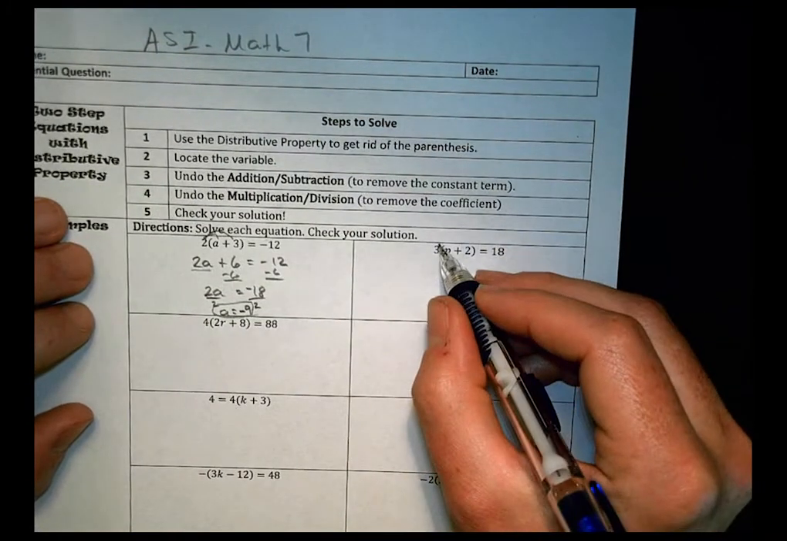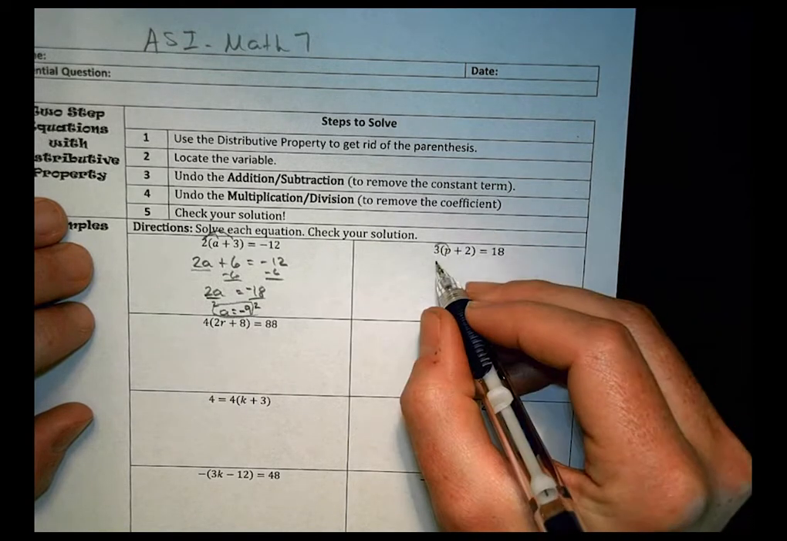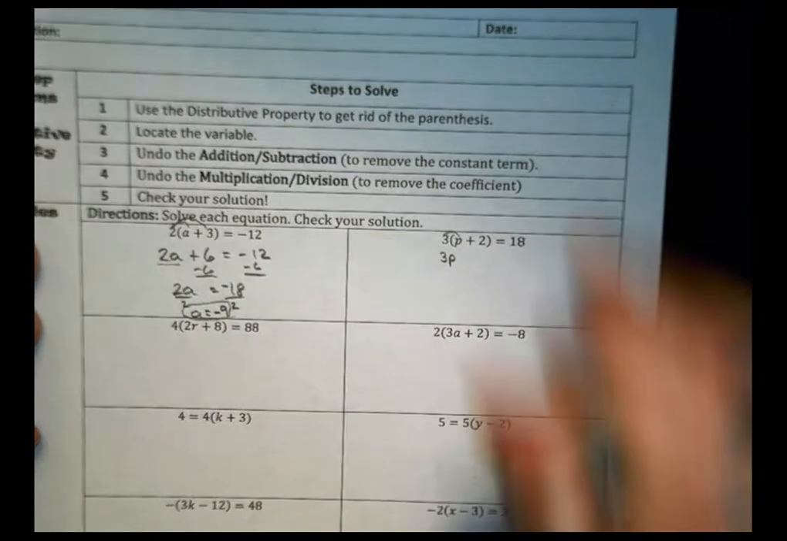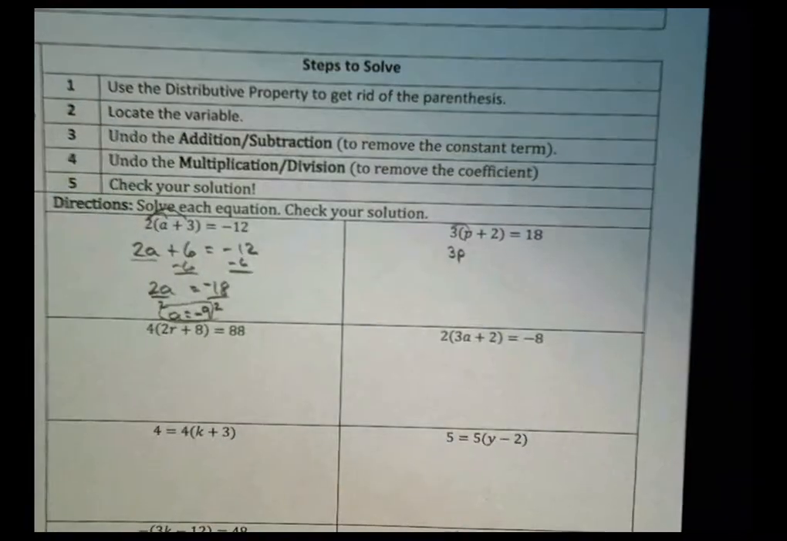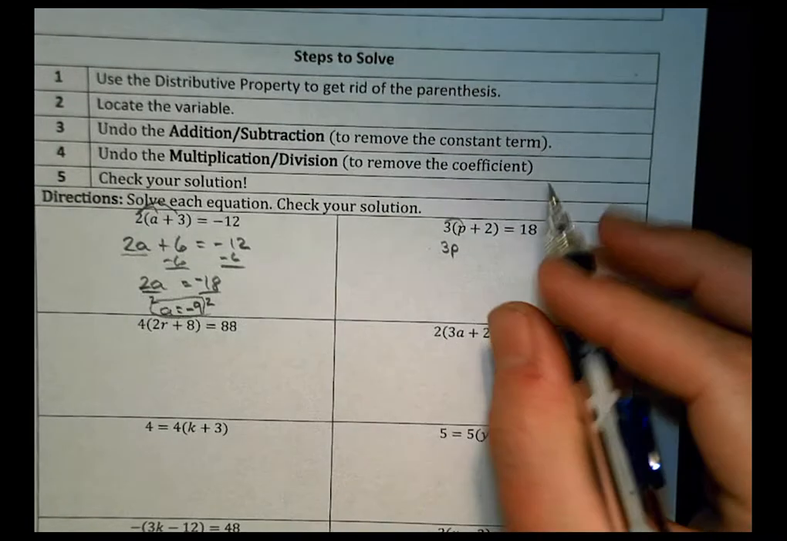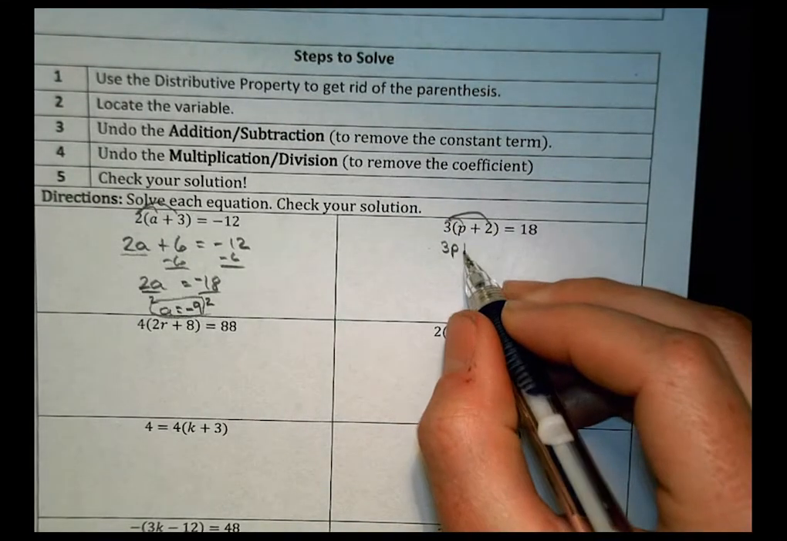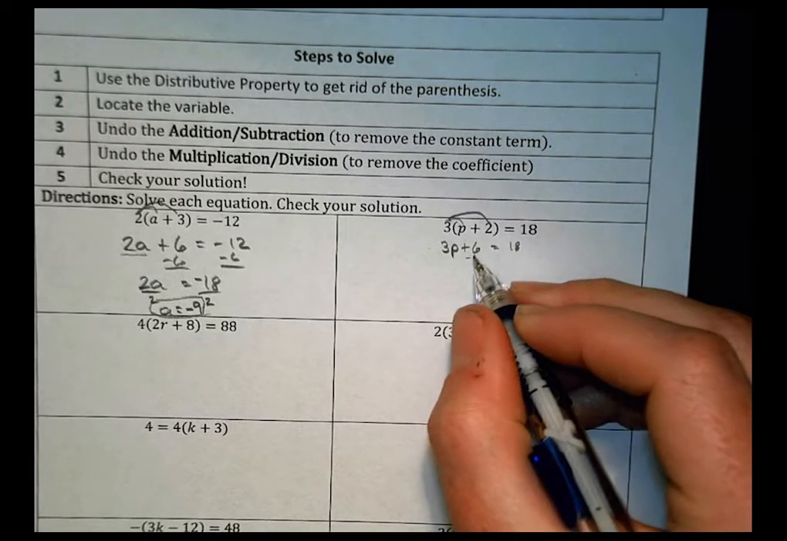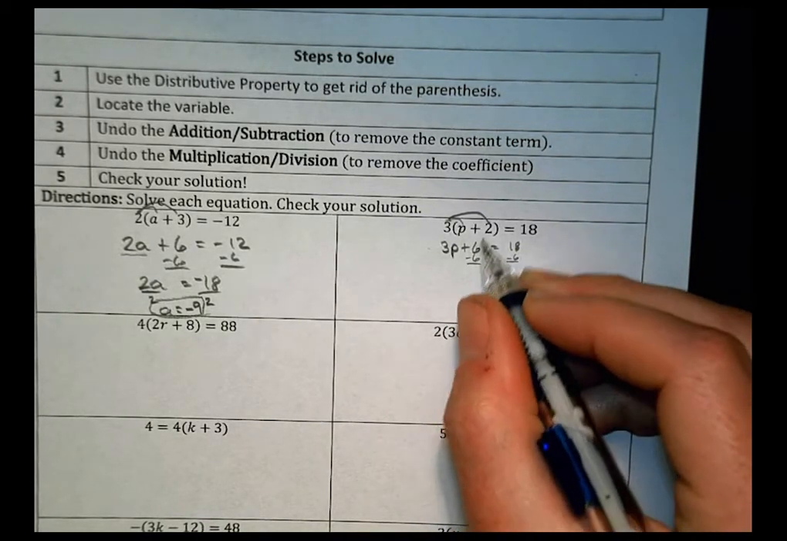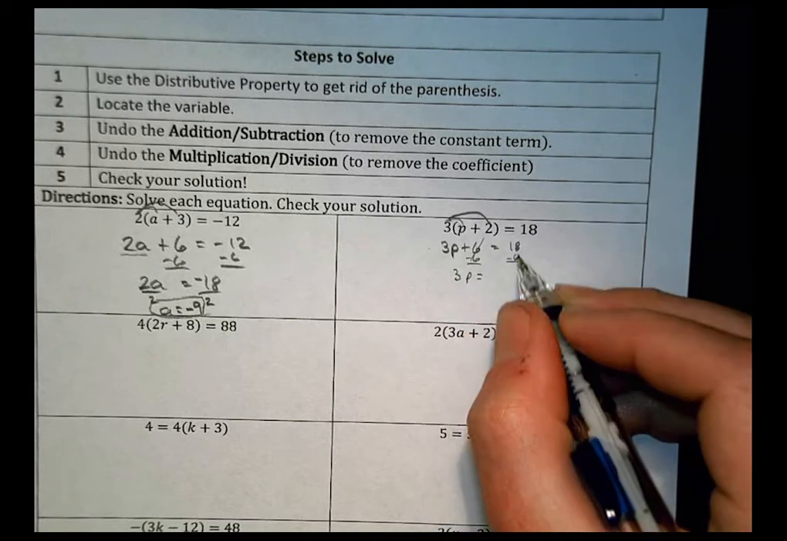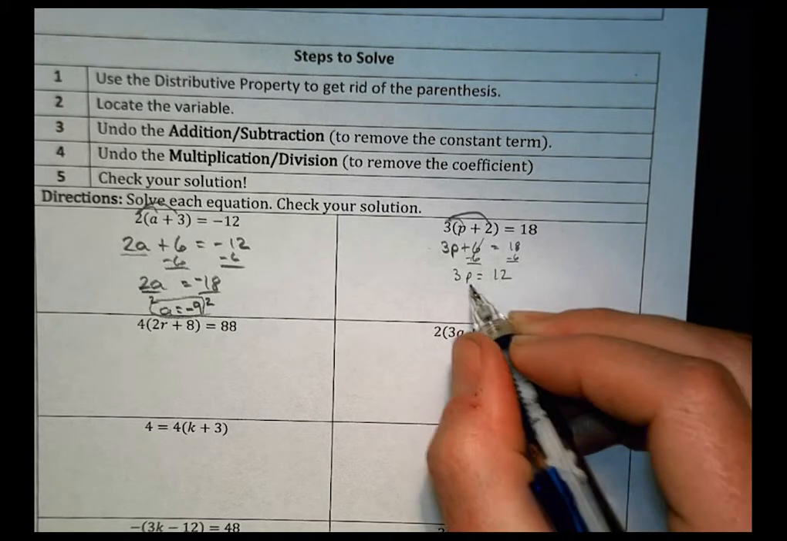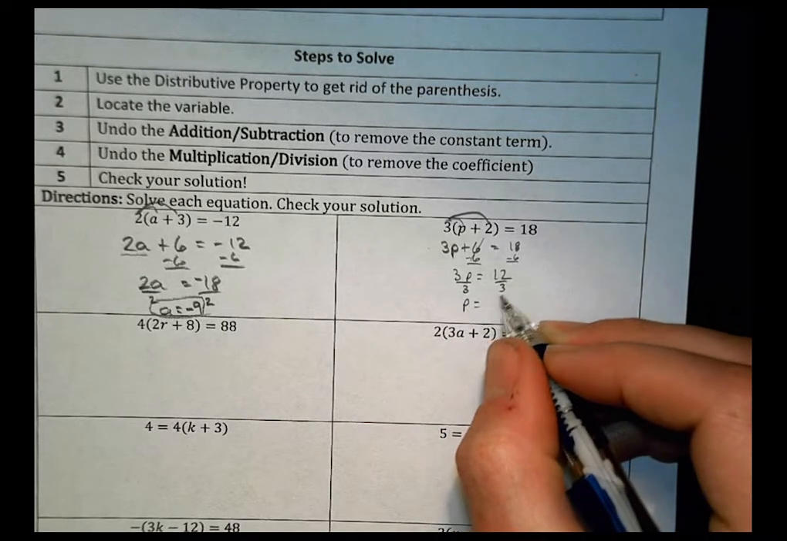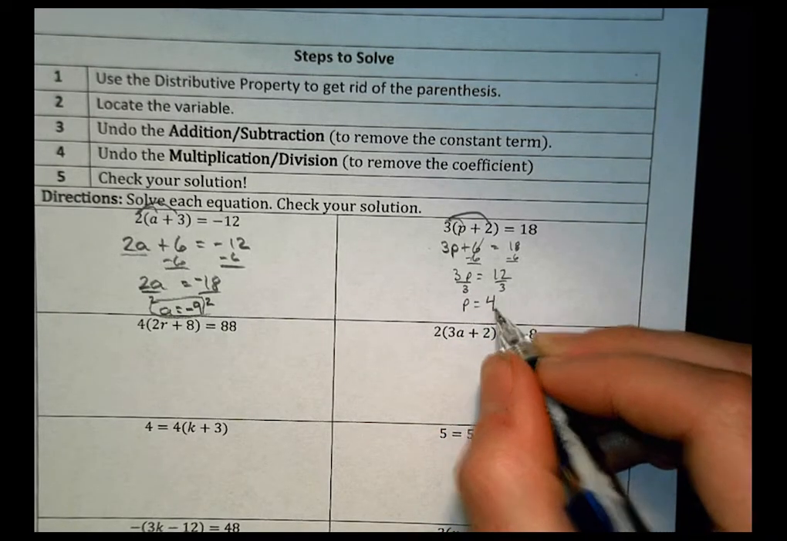Moving to the next one. We have 3 times p is 3p. I'm going to zoom in here so I can write a little bit smaller. Let's zoom in some more. 3p, and then 3 times 2 is 6, and that equals 18. We're going to subtract 6 from both sides, it goes away, so 3p equals 18 minus 6, which is 12. Now we're going to divide both sides by 3 to get the p by itself, and p equals 12 divided by 3, which is 4.